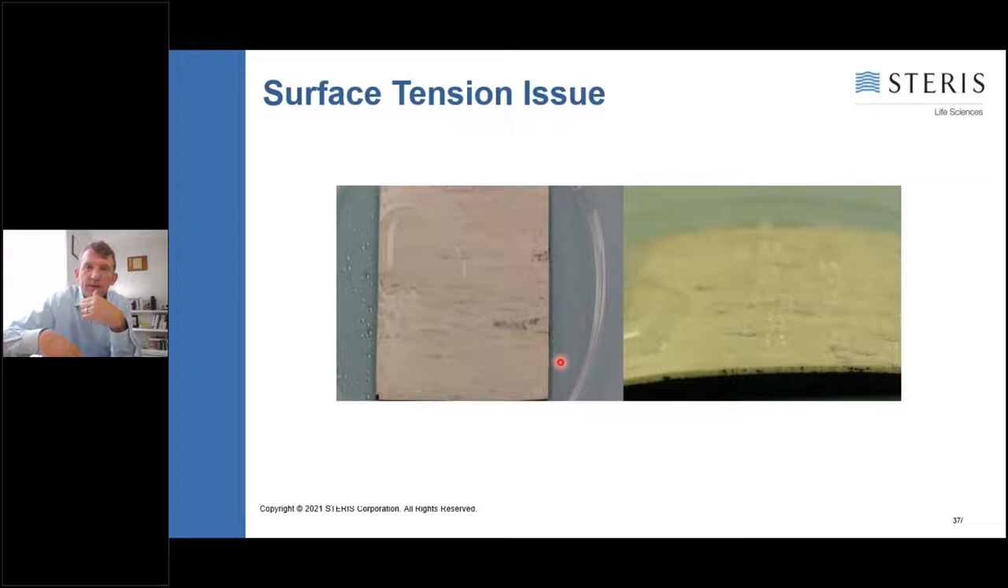This is an example of the surface tension issue where you have droplets forming or beading occurring, where you're not getting good uniform spread, so you're not getting good disinfectant contact with your microorganism. So you have to make sure you evaluate those surfaces for the potential of this kind of surface tension issue, this kind of beading, this kind of lack of contact. Next slide.